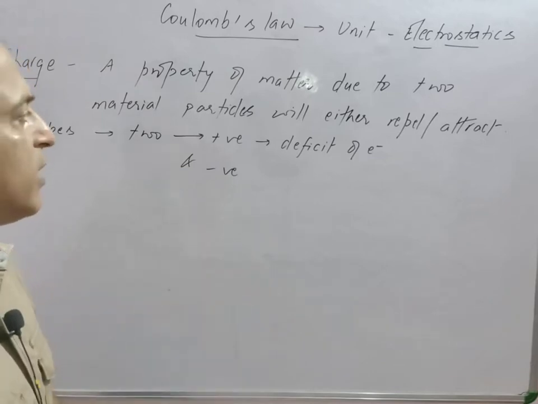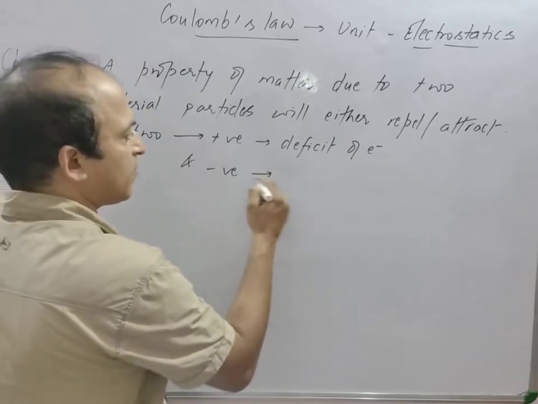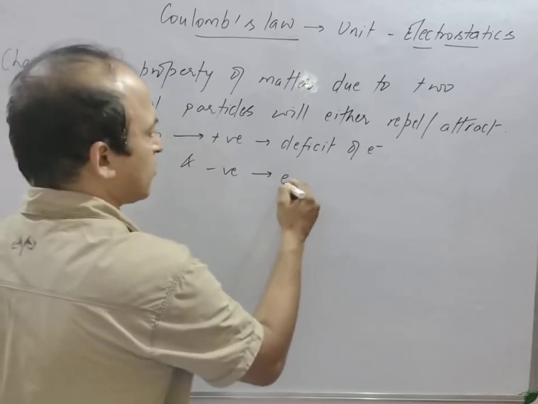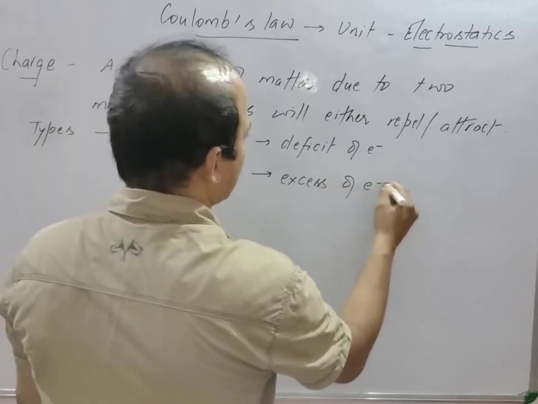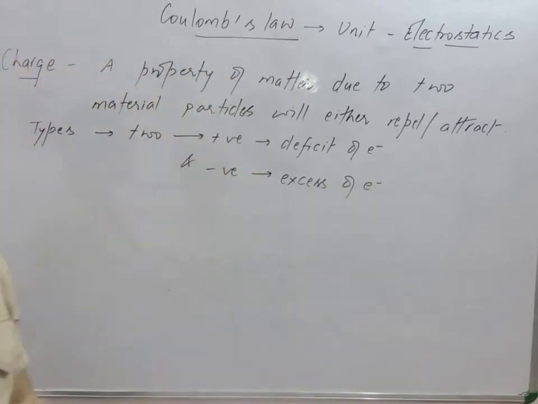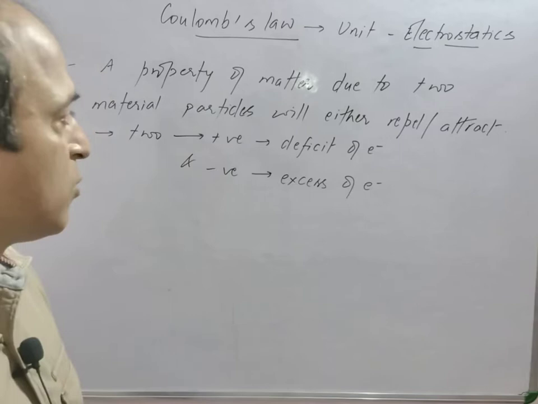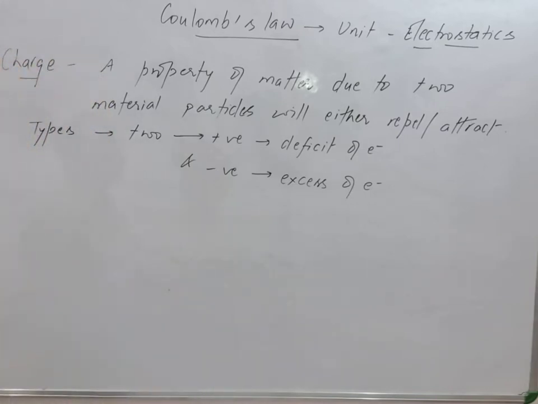So the deficiency of electrons will generate a positive charge on the body, and similarly if the body gains electrons, that will generate an excess of electrons, and the body will then acquire what? Negative charge. So any object having negative charge has an excess of electrons, and any object having a deficiency of electrons has positive charge. So the charges may be classified into two categories.